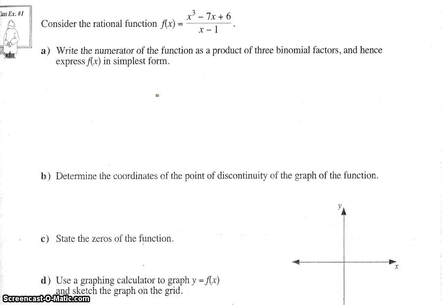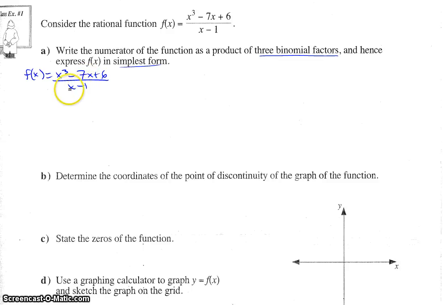x cubed minus 7x plus 6 over x minus 1. Okay, first write the numerator of the function as a product of 3 binomial factors and hence express in simplest form. So you'll notice with this, f of x equals x cubed minus 7x plus 6 all over x minus 1, that the numerator is a cubic polynomial function. How do we get this into 3 binomial factors? Well, guess what? Welcome to the unit on polynomials. We are going to basically factor completely x cubed minus 7x plus 6.